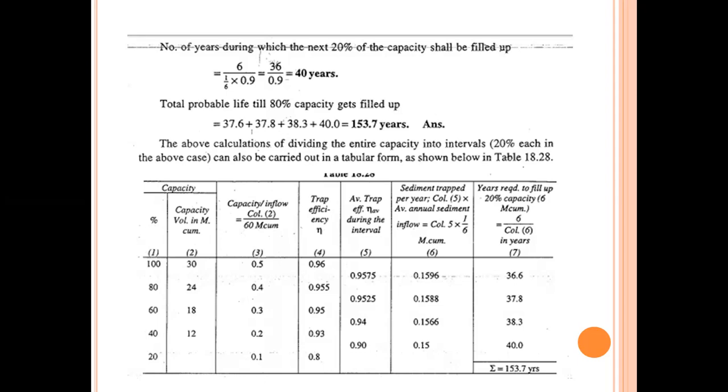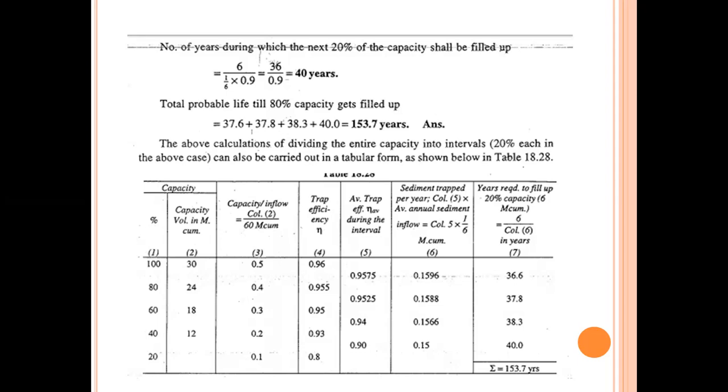Both are the same. So first we divide the intervals: 100, 80, 60, 40, 20. We are taking 20-20 intervals. At 100%, the initial capacity of the reservoir is 30. Okay. So in 30, what is the 80% value? 24. In 30, what is the 60% value? 18. In 30, what is the 40% value? 12. So capacity is taken like that.